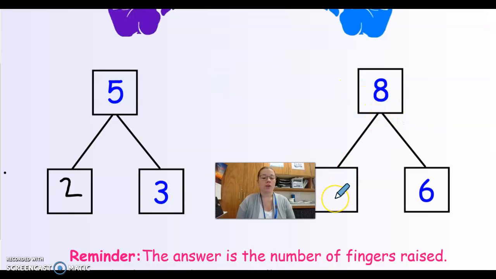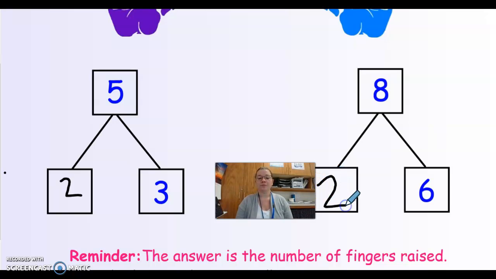We are looking for the unknown partner. Okay, we know it's a partner because it's at the bottom of the mountain. We have 6 and we need to get to 8. So we're going to grab 6, hold on to 6, and count up to 8. 6, 7, 8. Good. How many fingers did you have up?